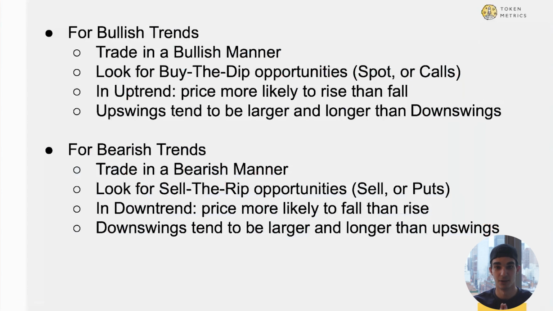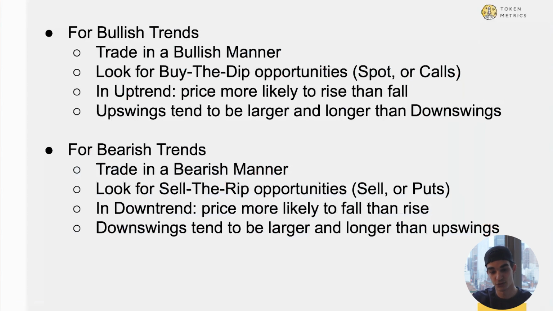So basically, my idea is, whenever we are in a bullish trend, we should trade in a bullish manner. So essentially, in a bullish trend, I'm not going to be looking to sell local tops. I'm going to be looking to buy and accumulate local bottoms. So basically, in a bullish trend, I'm going to be looking for buy the dip opportunities. In a bearish trend, I won't necessarily be looking for buy the dip. I'll be more looking into sell the rip or sell a local top.